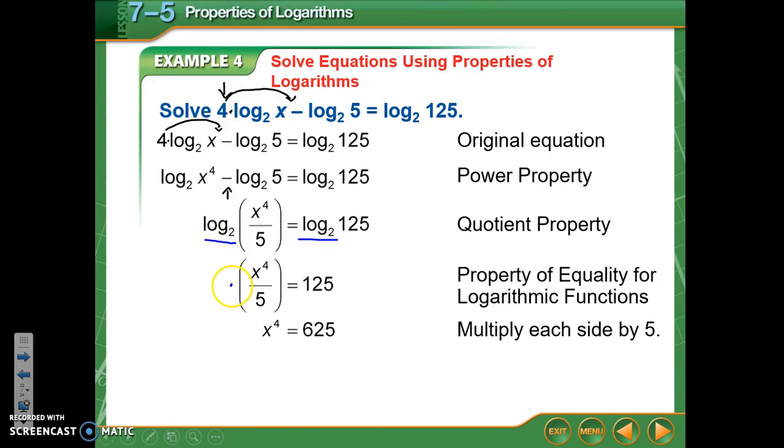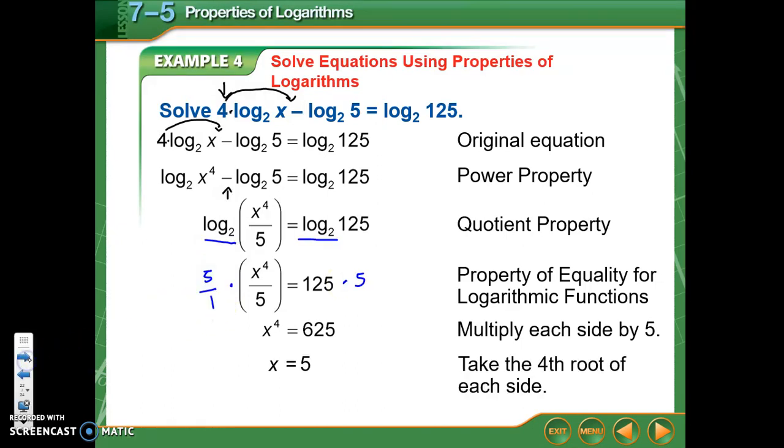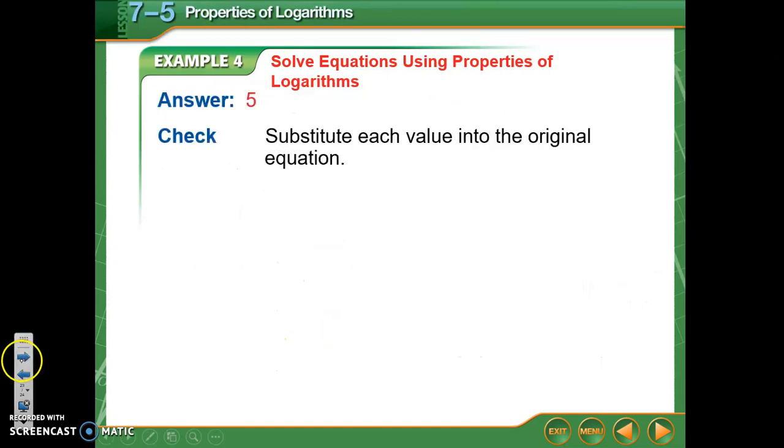What we did to get from here to here is we multiplied both sides by 5. Remember, multiplying by 5 is like multiplying by 5 over 1. So I get x to the 4th is 625, and when I take the 4th root, we get x equals 5. And then, of course, because this is a logarithmic equation, we have to check to make sure that we won't get a negative inside of any logarithm.